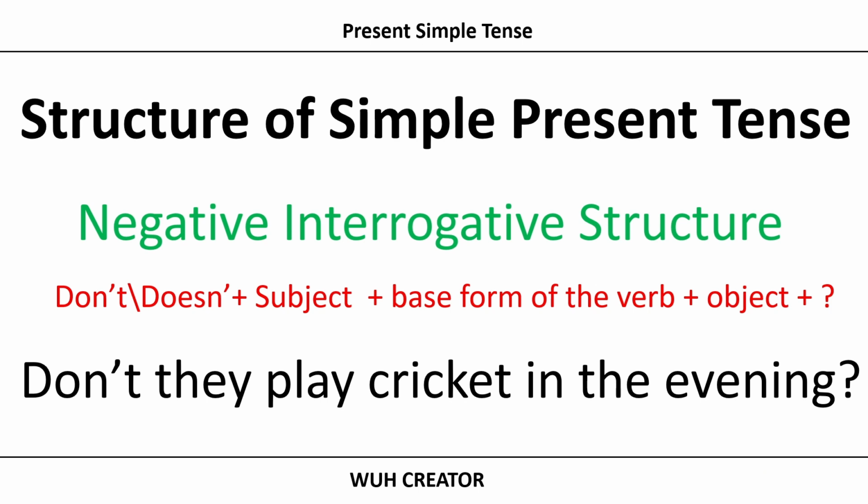That brings us to the end of our complete lesson on the simple present tense. Today, we learned how the simple present tense is used to talk about regular actions, general truths and facts, and daily routines and habits. We also discussed the structures of positive, negative, interrogative, and negative interrogative sentences, along with detailed examples of each form. Keep practicing these structures regularly because practice is the key to mastering English grammar.